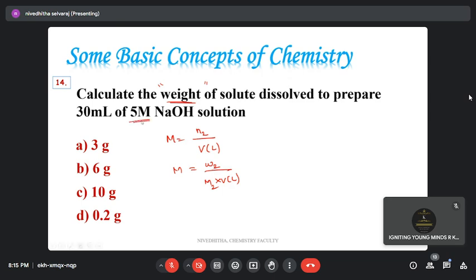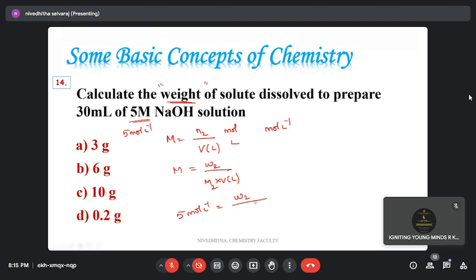What is the molarity? 5, right? So 5. What is the unit of molarity basically? In numerator we have mole and in denominator we have liter. So the unit of molarity is mole per liter. So 5 molarity can be written as 5 mole per liter. So left side I have 5 mole per liter, which is equal to weight of the solute to be calculated.